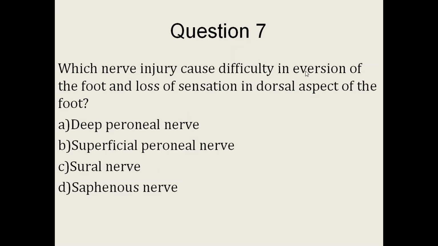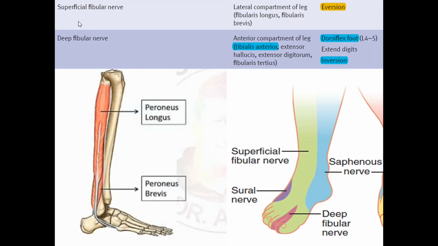Which nerve injury causes difficulty in eversion of the foot and loss of sensation in the dorsal aspect of the foot? Now let's look at it. The common peroneal nerve divides into the superficial fibular nerve and the deep fibular nerve. The superficial fibular nerve will innervate the lateral compartment of the leg. You see this is the lateral compartment, and what will it do? Eversion. What are these muscles? Fibularis longus and fibularis brevis. These are the lateral compartment muscles. So superficial fibular nerve will help in eversion.